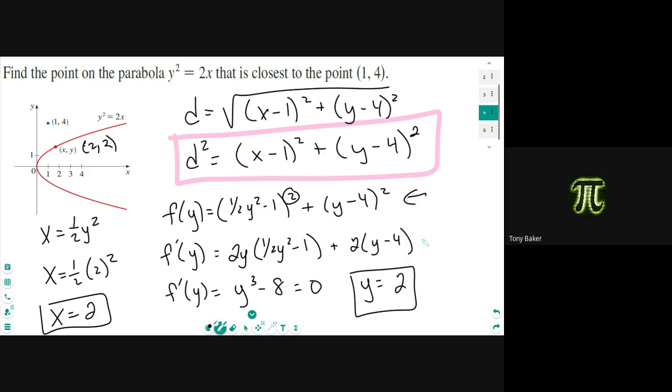Yes? Okay. Now, 2y times 1/2 y squared gives you y to the third. 2y times negative 1 is negative 2y. Plus 2y, those cancel out. 2 times negative 4 is negative 8. So the equation equals zero there. You're looking for your critical numbers. In this case, there's only 1, y equals 2, because it's the cube root of 8. And then we plug that back into the original problem. I get x equals 2. Yes.